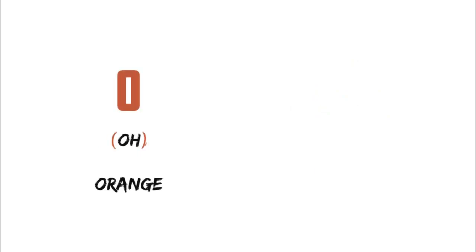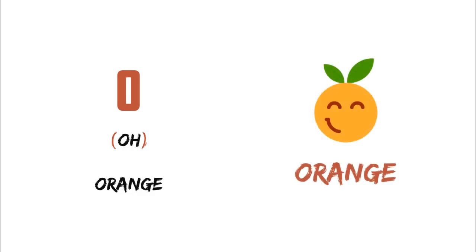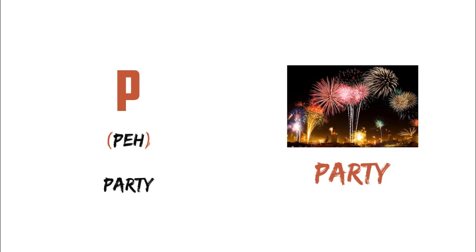Our next letter is O, which is pronounced like the O in the word orange, and the German word for O is Orange, which also means orange. Our next letter is Pe. Pe is pronounced like the P in the word party, and the German word for Pe is Party.